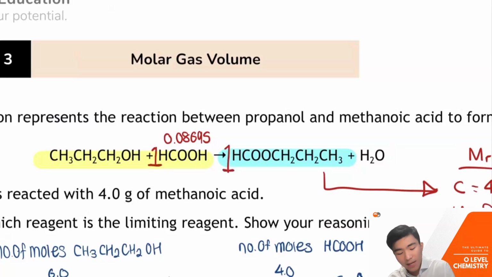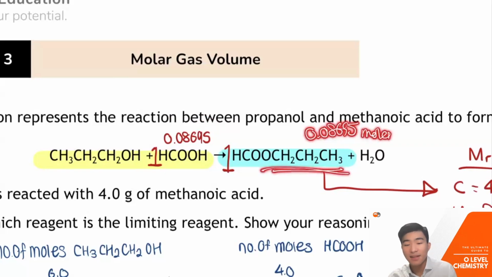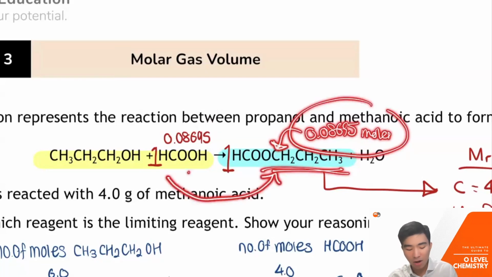Can you see that? One mole of methanoic acid gives you one mole of the ester. One more mole of methanoic acid gives you one more mole of propyl methanoate. Hence, because I have 0.08695 moles of methanoic acid, I will definitely also get 0.08695 moles of this. So based on the number of moles, because I say mole is a way to translate everything, from here to here, it is the common one.